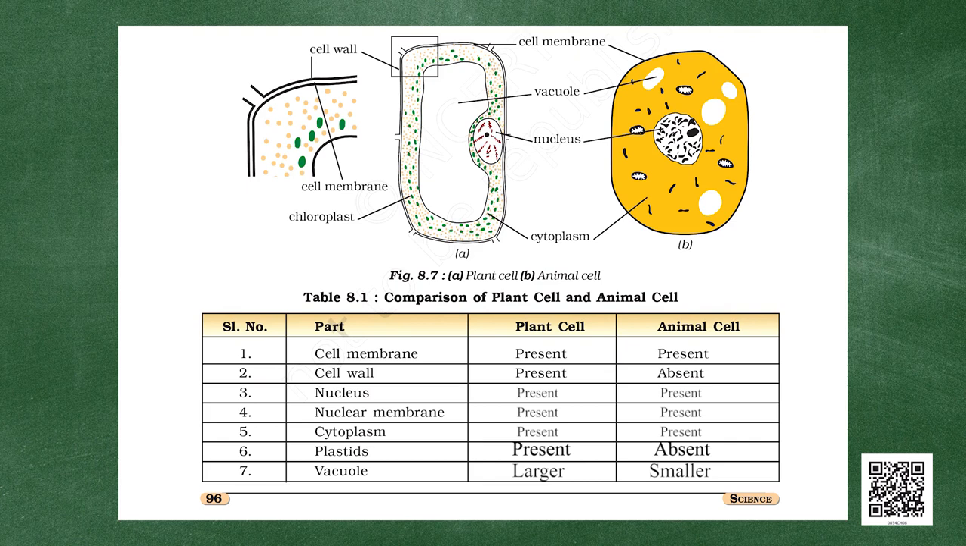Cell can be in many shapes like branched, spiral, spindle. Good. What about its size? Gayatri? Cell size can vary from 0.1 micron to few centimeters. Very good.